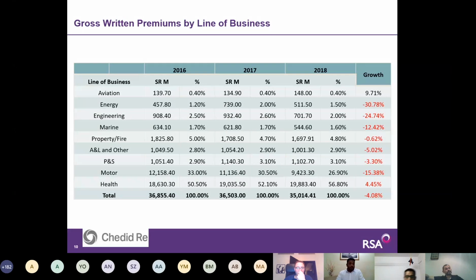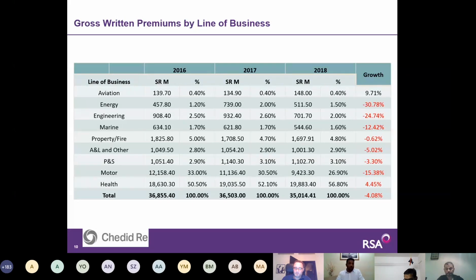And health, which is also another major contributor to the gross written premium, you can see that it's 18.6 billion in 2016, which is 50.5% of the gross written premium, and 19.035 billion in 2017, which is 52.1% of the gross written premium, and it is 19.8 billion in 2018, which is 56.8%, and that is showing a growth of 4.45% when compared to the premium of 2017.